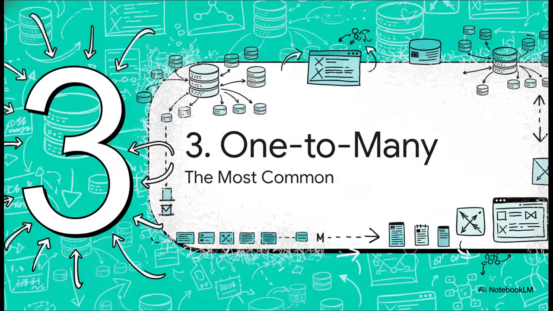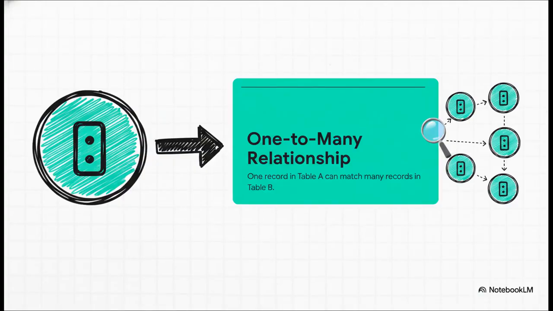All right, moving on to the absolute workhorse of the database world. Seriously, the one-to-many relationship is by far the one you're going to see the most out in the wild. So here's the deal. One record in our main table, let's call it the one side, can be linked to lots of records in another table, the many side. But, and this is key, each of those records on the many side can only point back to one single record on the one side.